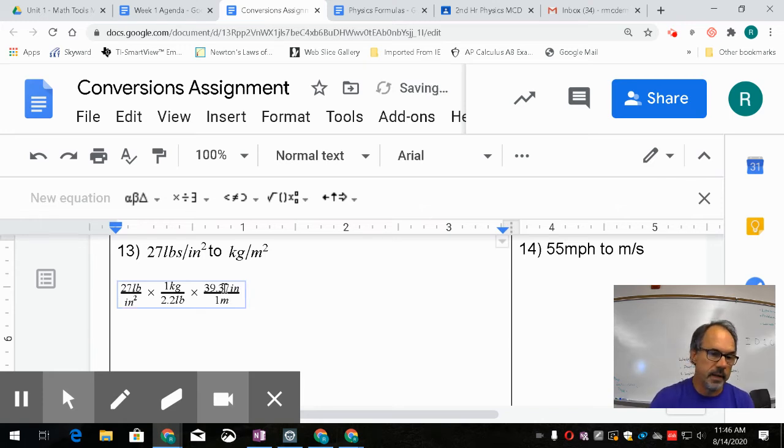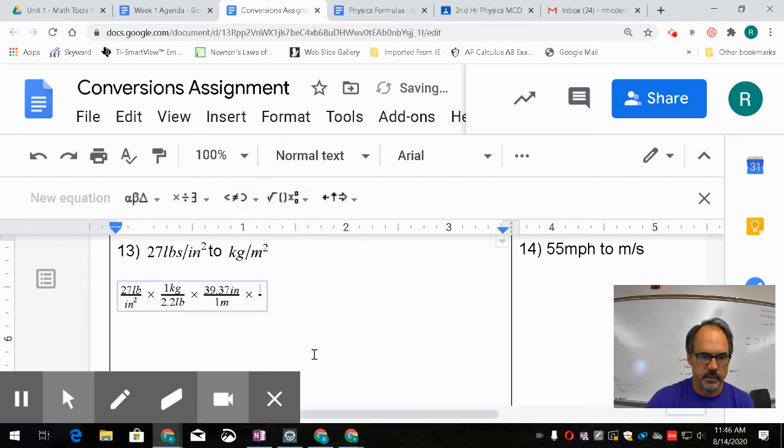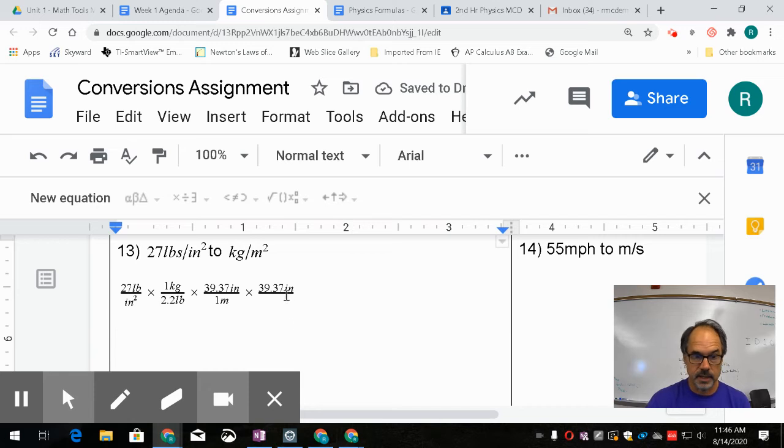Okay, but because I have inches squared, I've got to do this twice. So I'm going to do times again, and then put another fraction in here, and I'm going to do 39.37 inches, and that's 1 meter. Oh, that's not right. I hit my down arrow instead of my right arrow. If you hit your right arrow, it takes you to the next field. Okay, so that's 1 meter.